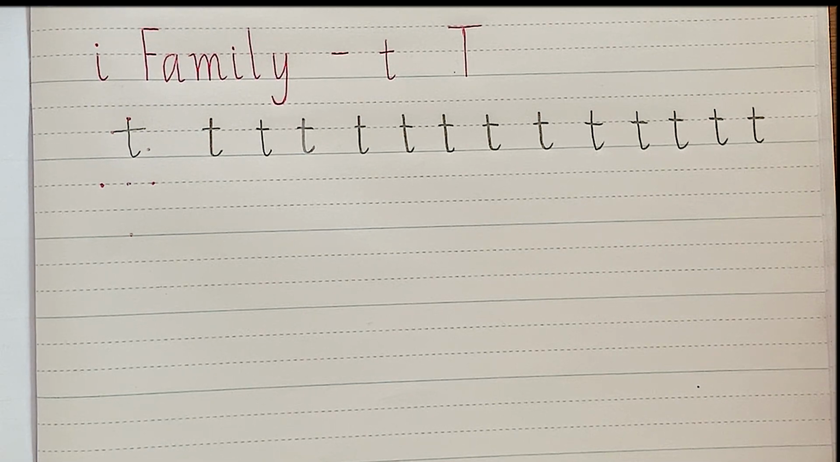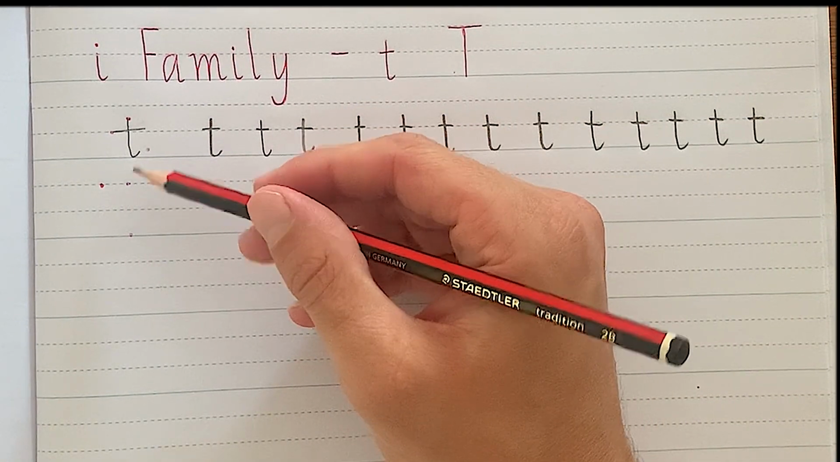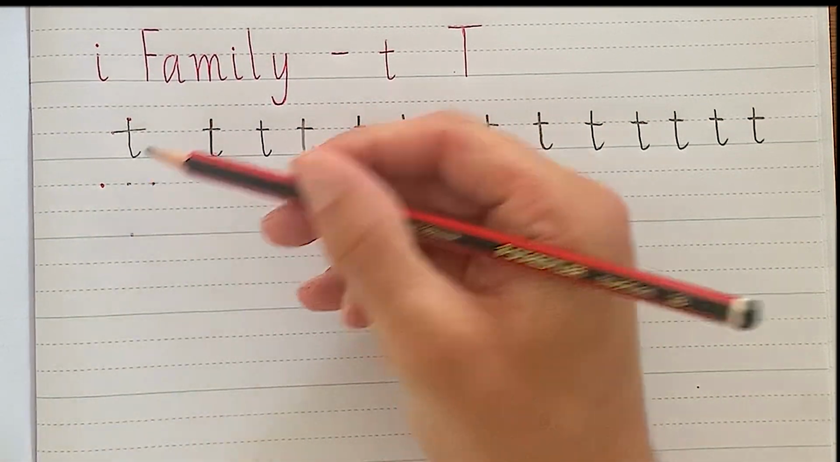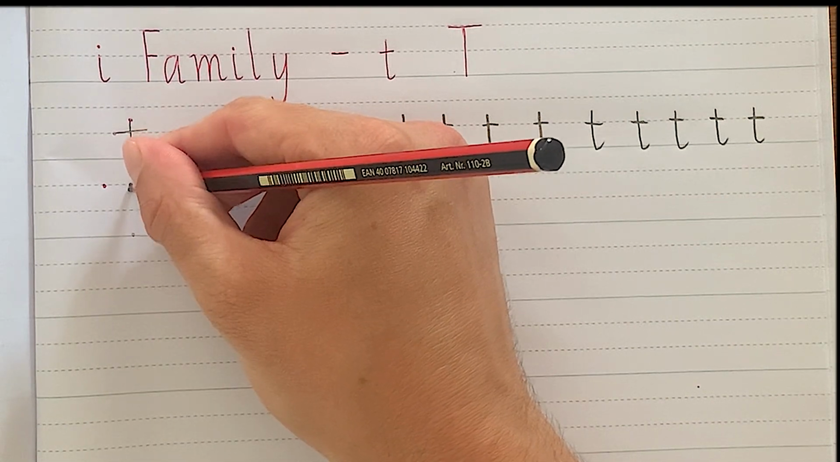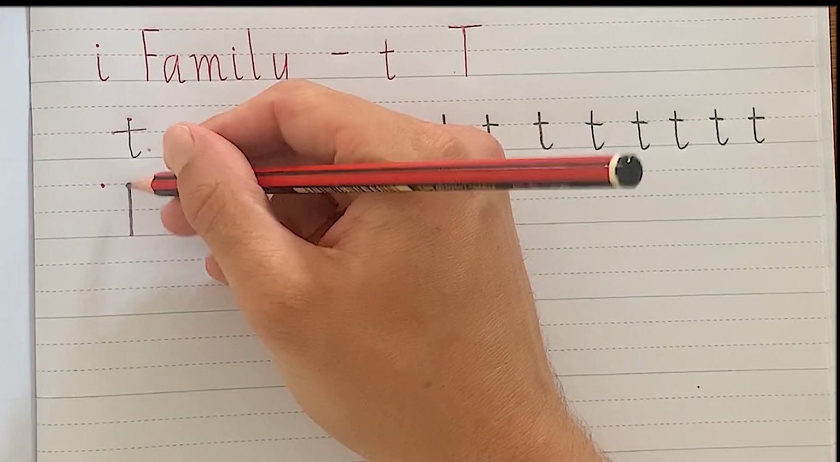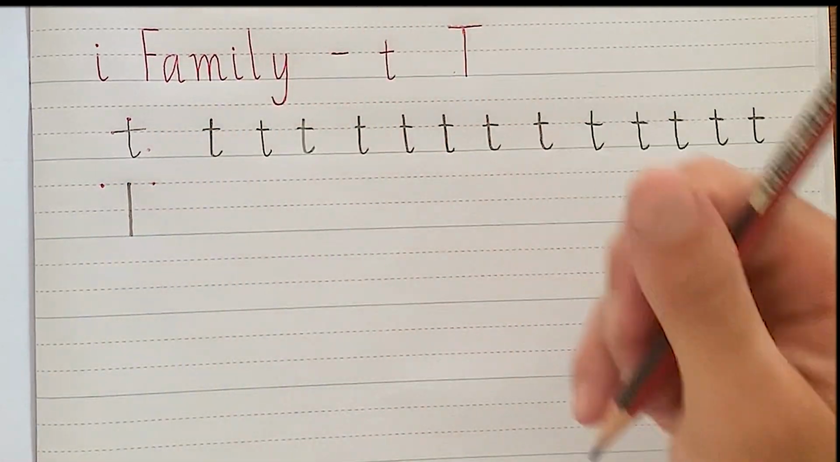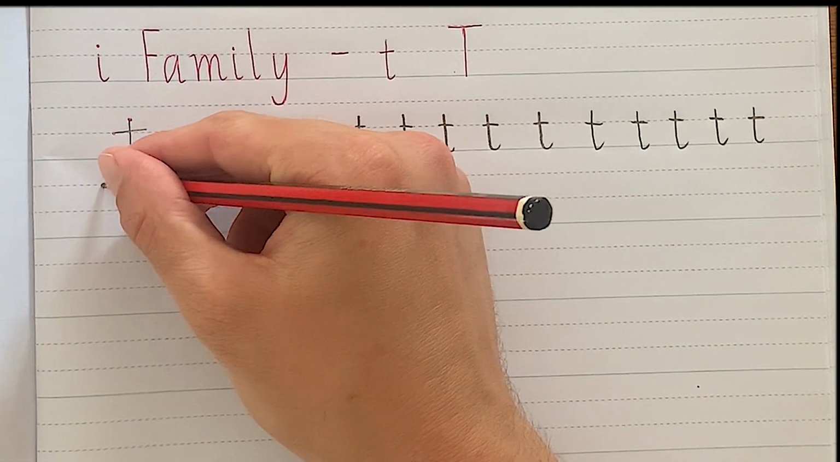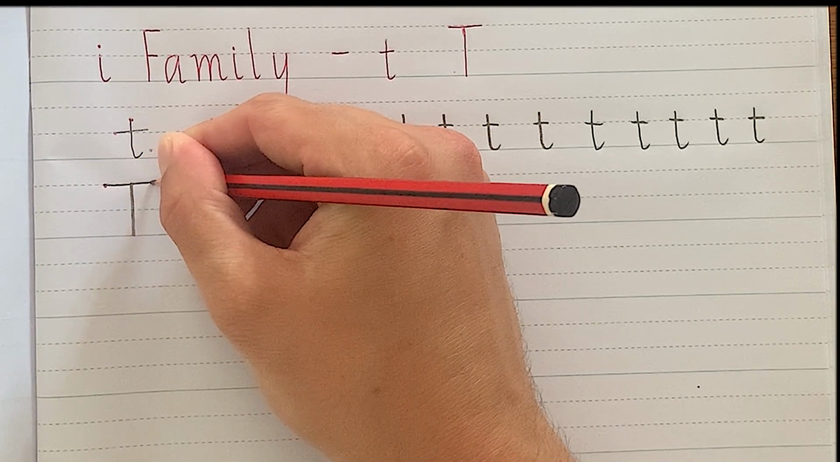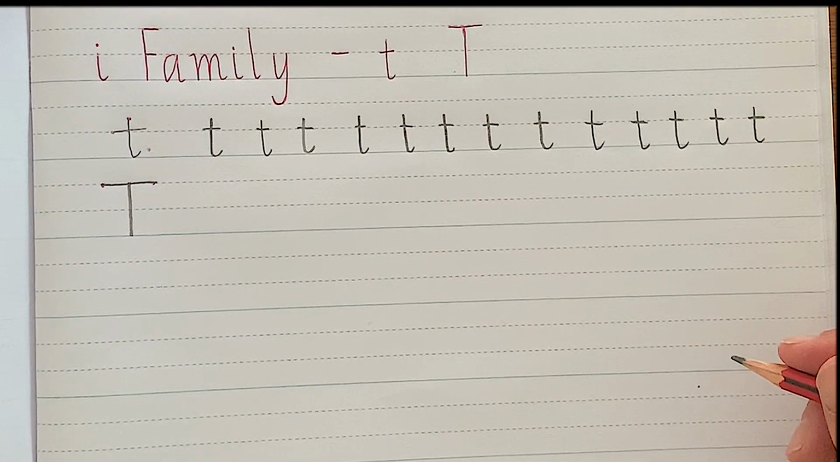Now onto the capital T. So with the capital T, I've put in a few dots again. This first starting point is in the middle, and it is just a really straight line that goes from the top dotted third to the bottom dotted third. And then to make sure that it doesn't look like a capital I, put the cross in up the top.